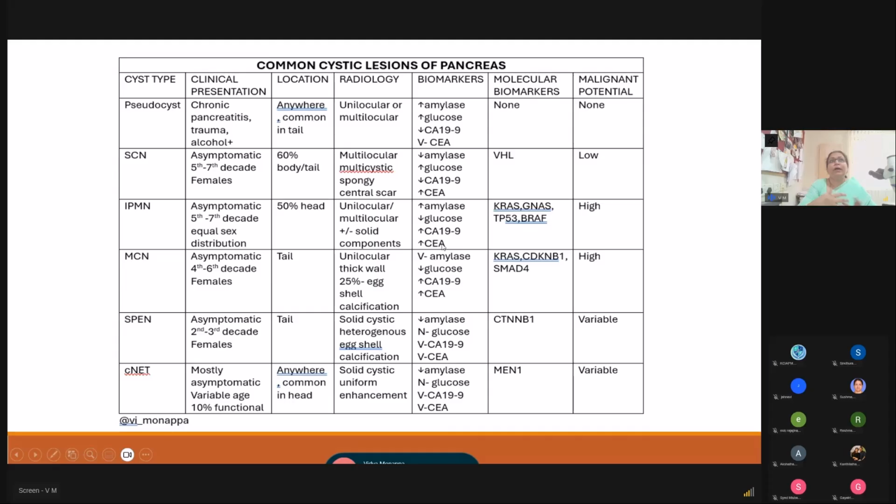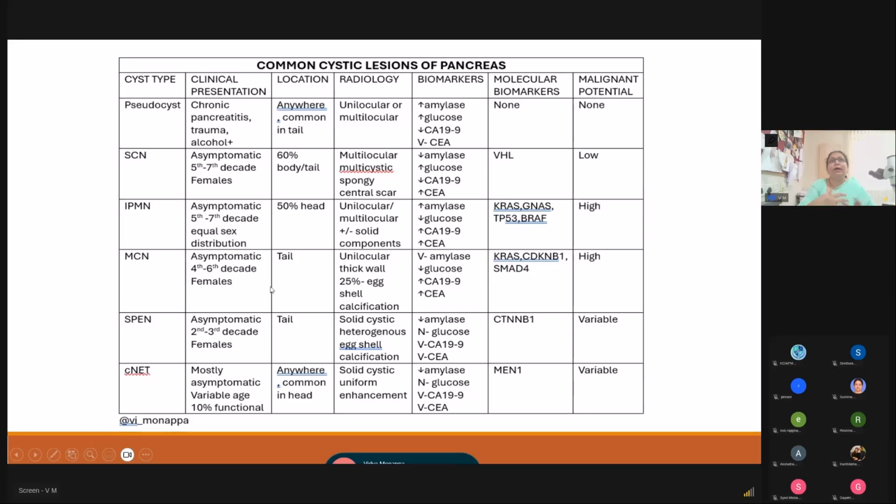Now, what are the newer molecular biomarkers? What they're doing currently is they are sampling the cyst fluid and testing for all these molecular markers. So KRAS, GNAS, TP53, and BRAF could be mutated, and the risk of malignant change is high.